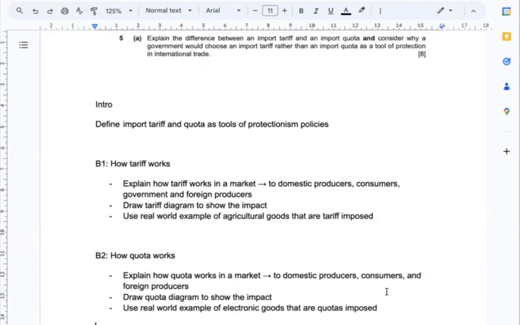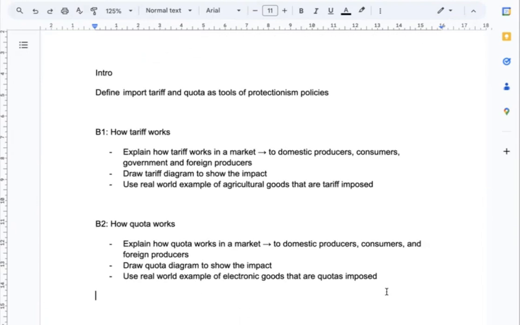How a quota works. I should explain how a quota works in a market, just like I did for the tariff, like the impact on domestic producers, consumers, and foreign producers. And I'm going to draw a quota diagram to show the impact. Perhaps I can use the example of the electronics goods market, where quotas are imposed, to support the analysis.